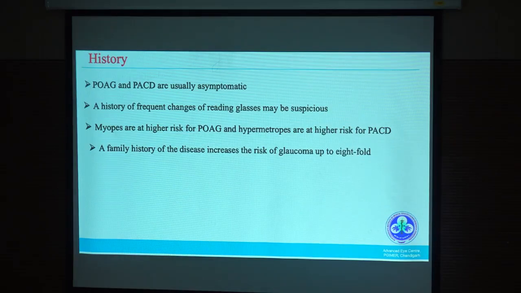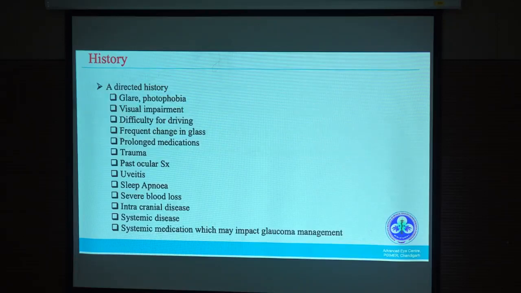My examiner asked me a question for the first time during my exam. The first question was, what is the significance of early presbyopia? That can be one of the leading clues for early POAG. Myopes are at high risk for POAG and hypermetropes are at high risk for PACG, as you know. Family history is of course relevant for glaucoma development, with an eightfold chance of glaucoma.